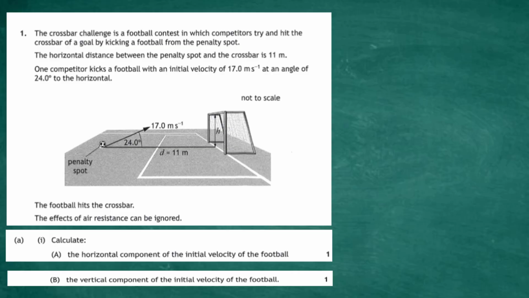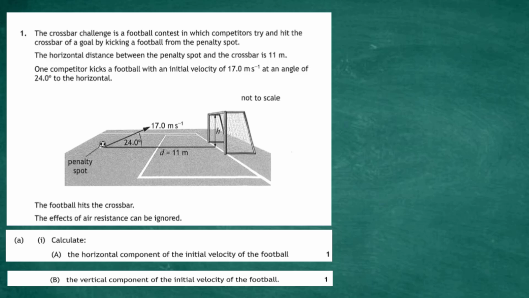Question 1 from Section 2 of the 2022 Higher Physics exam from SQA. The crossbar challenge is a football contest in which competitors try to hit the crossbar of a goal by kicking a football from the penalty spot. The horizontal distance between the penalty spot and the crossbar is 11 metres.